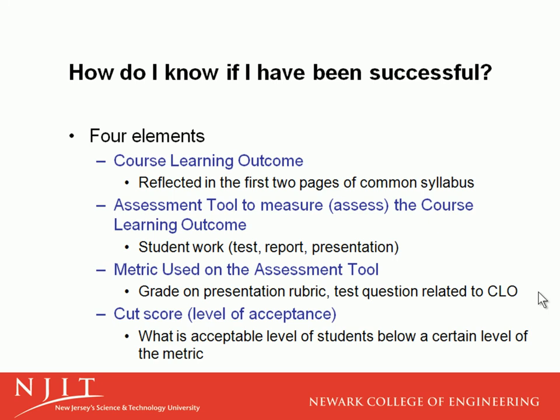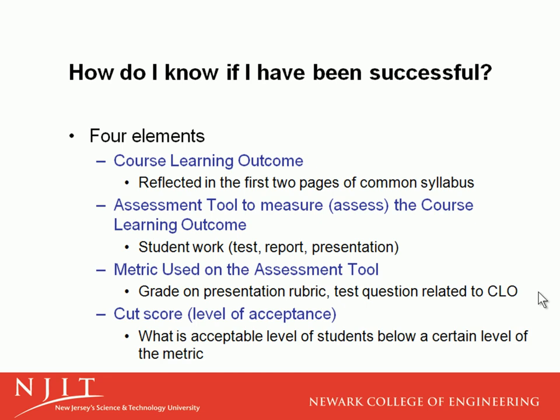But then the question comes in, how do I know if I've been successful? There are going to be 4 elements in terms of helping you understand that. It comes from the course learning outcome, and it's going to be reflected in the first 2 pages of the common syllabus. They will have the course learning outcomes. We then have an assessment tool to measure, which is assess, the course learning outcome.